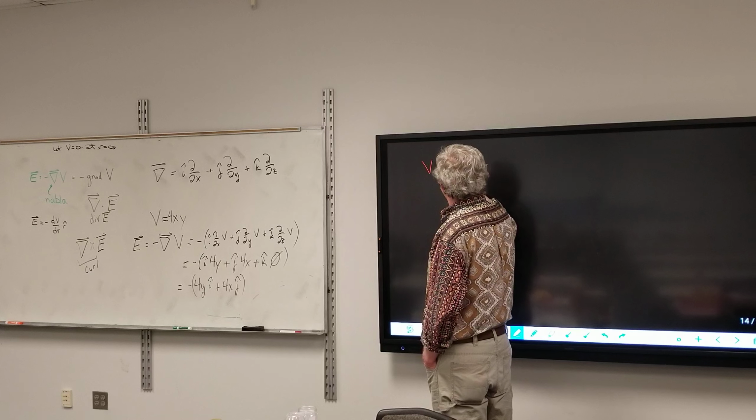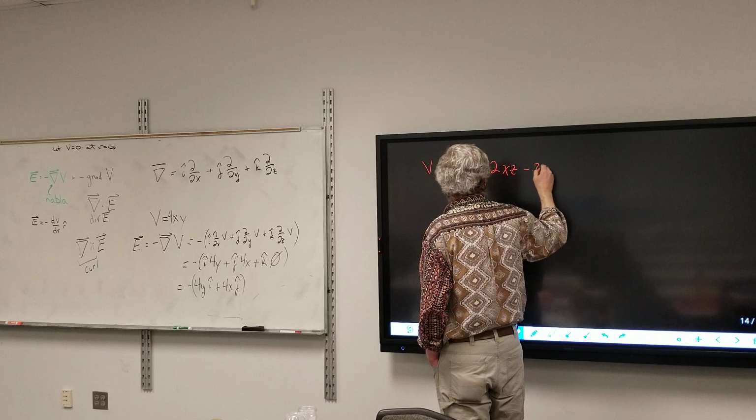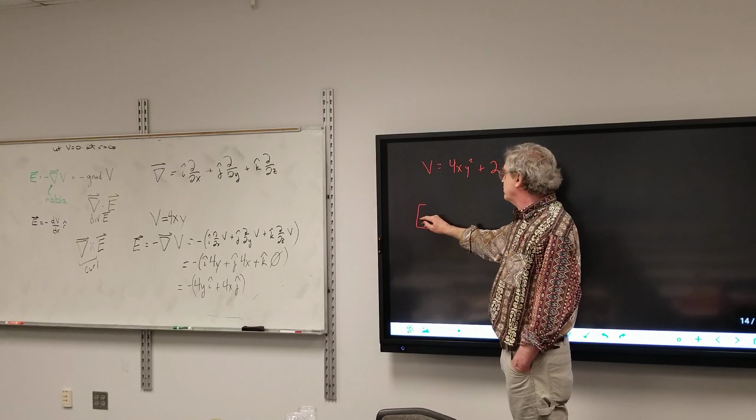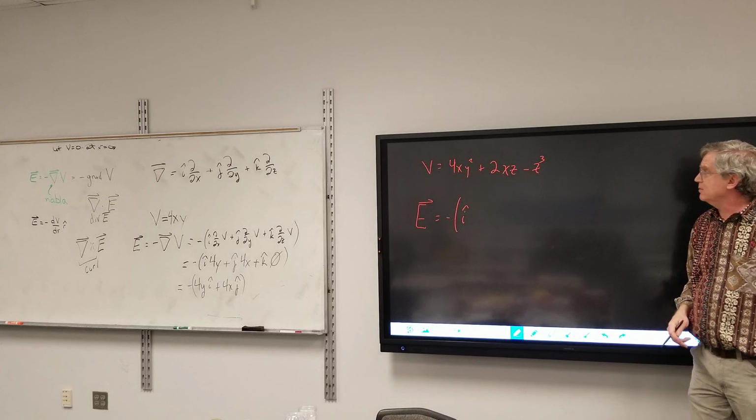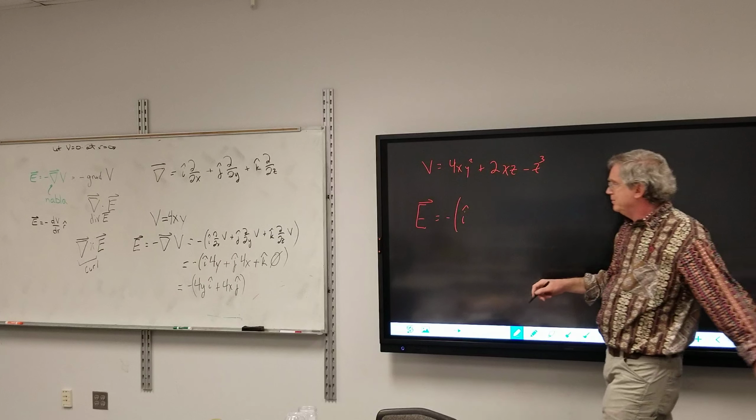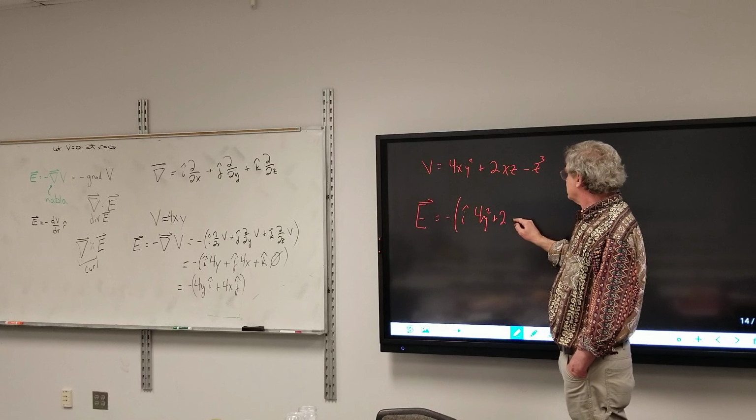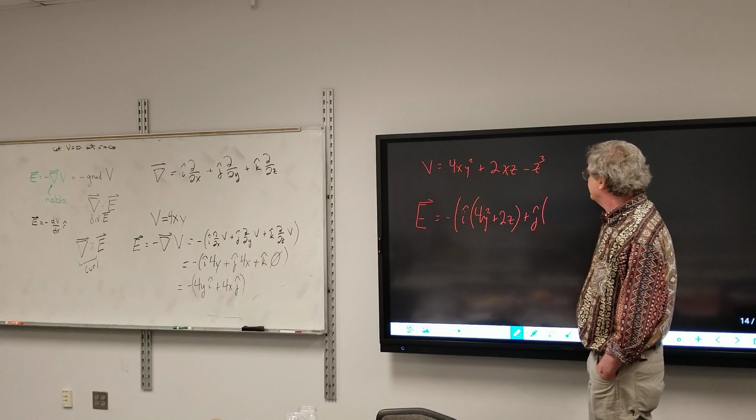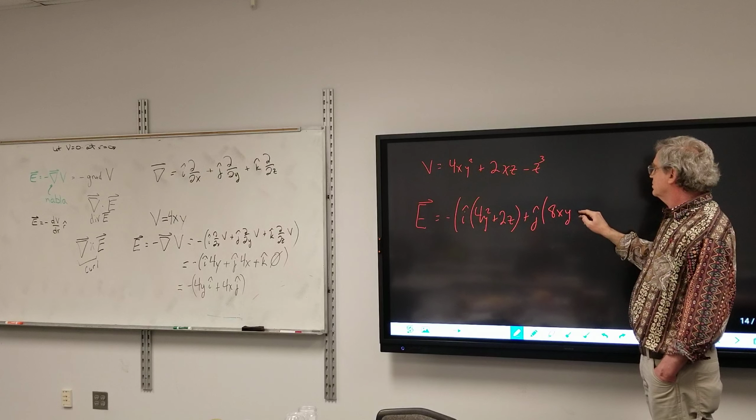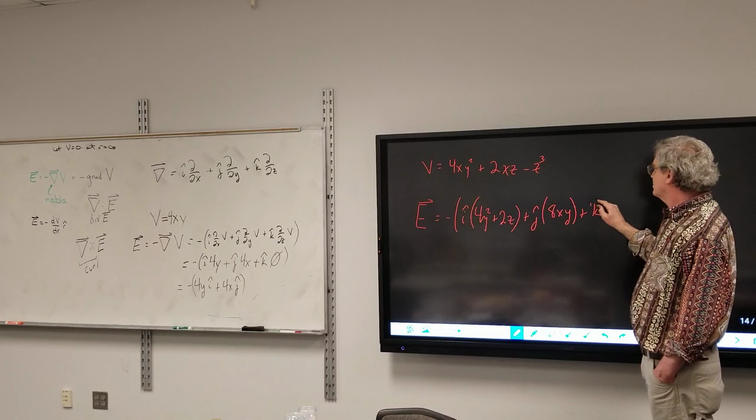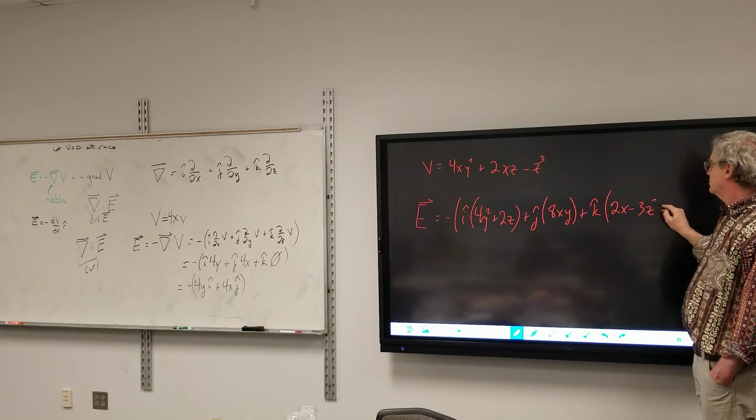If my electric potential can be described by the following formula, 3xy squared plus 2xz minus z cubed, what's my i hat component? 4y squared plus 2z. Minus 3z squared. Yep.